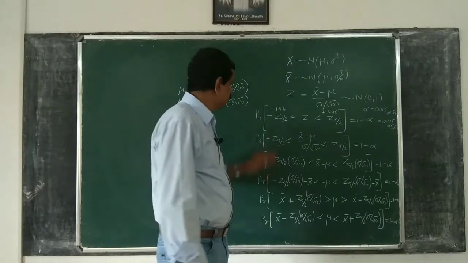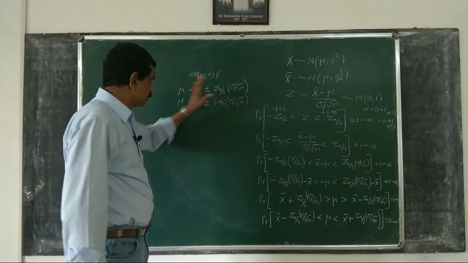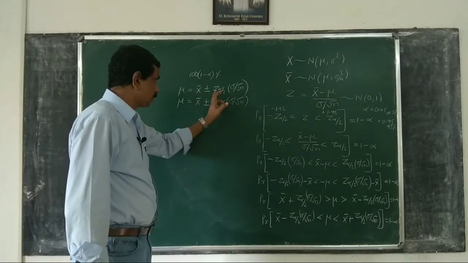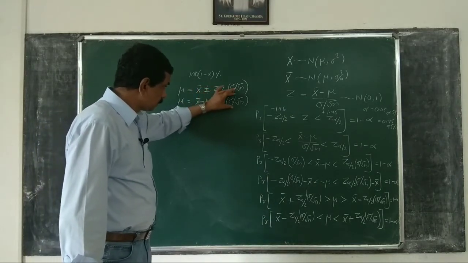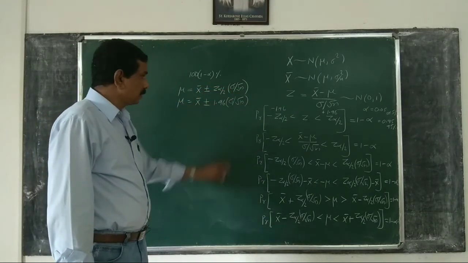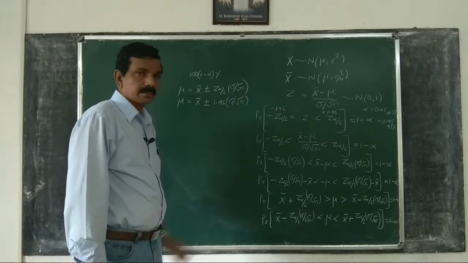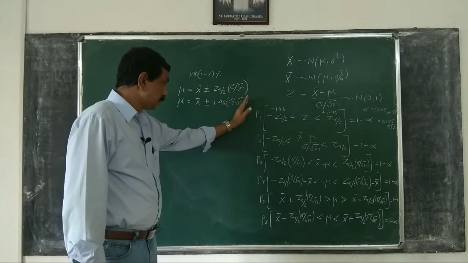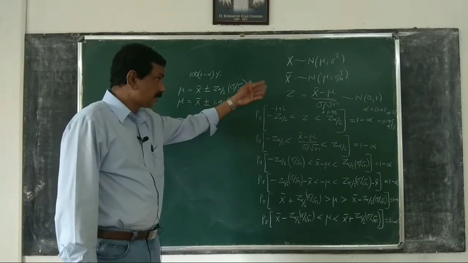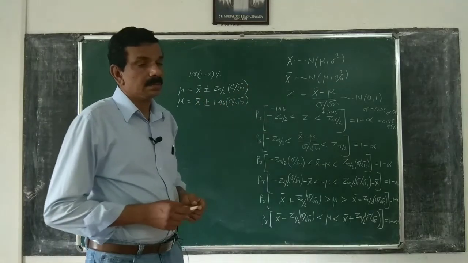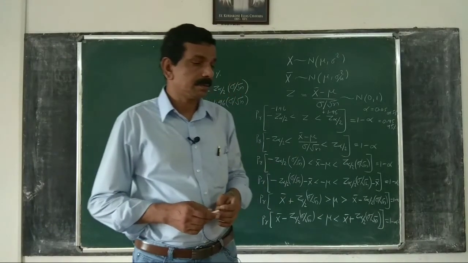Now, this can be generalized for any estimator. And consider this: 1.96 into sigma by root n. Sigma by root n is the standard error of the estimator. And sigma by root n is nothing but the standard error of the distribution of x bar, and x bar is assumed to be normally distributed.